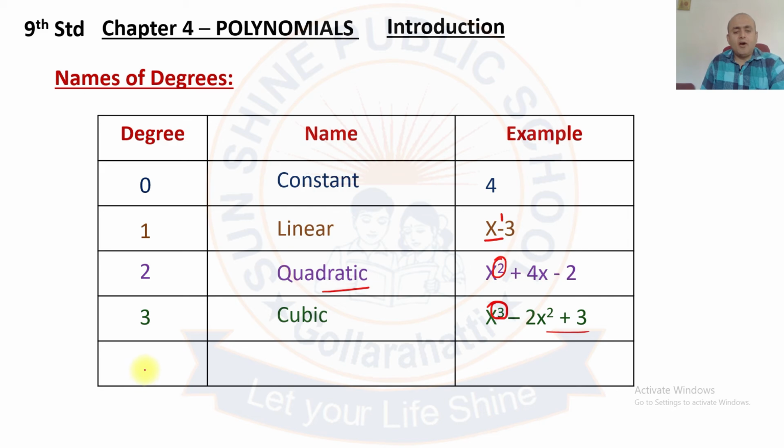If you have a degree of 4, then we will call it a biquadratic polynomial. Example, x to the power 4 plus 4x to the power 3 plus 6. Here the highest degree of this equation is 4. Therefore, we will call it a biquadratic polynomial.